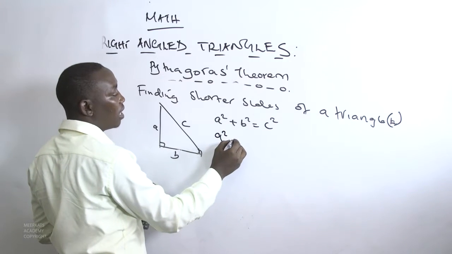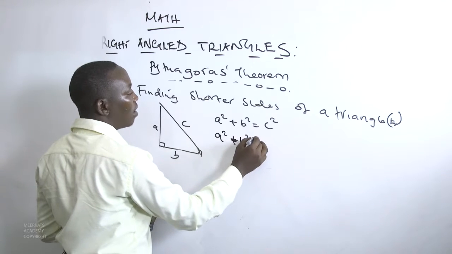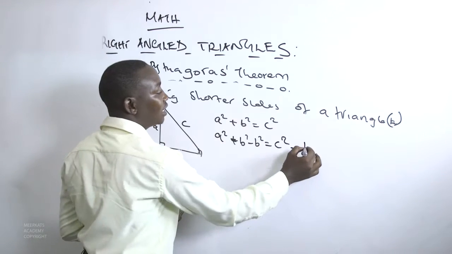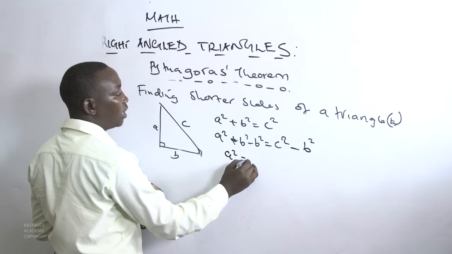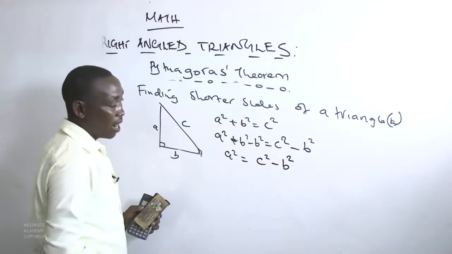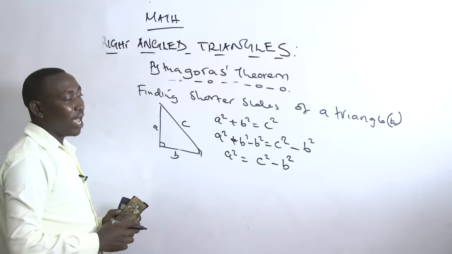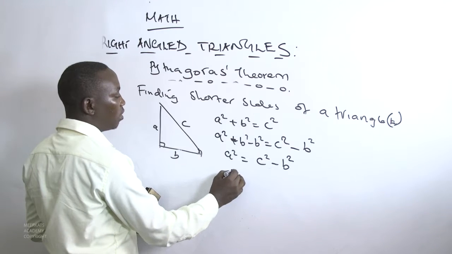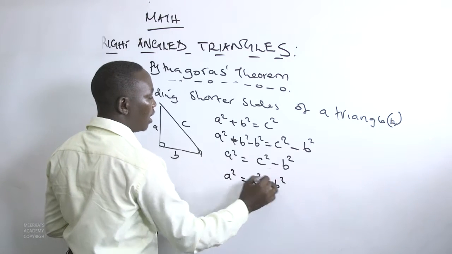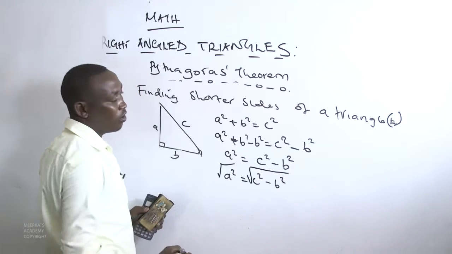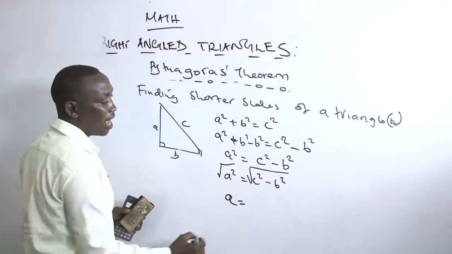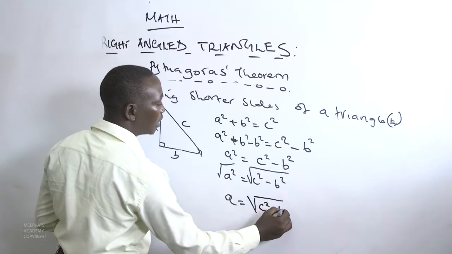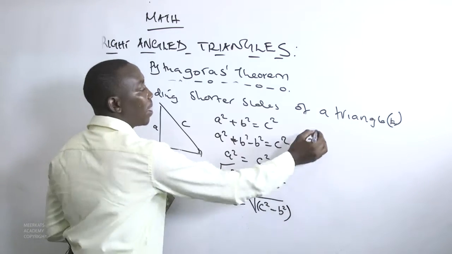This will give us a squared plus b squared minus b squared is equal to c squared. Whatever we did to the left hand side, you must also do to the right hand side. And therefore a squared is equal to c squared minus b squared. Now for you to get the exact value of a, you need to get the square root of both sides. This will give us that a, which is one of the shorter sides, is equal to the square root of c squared minus b squared.